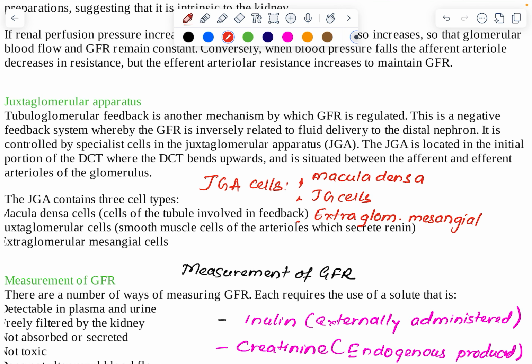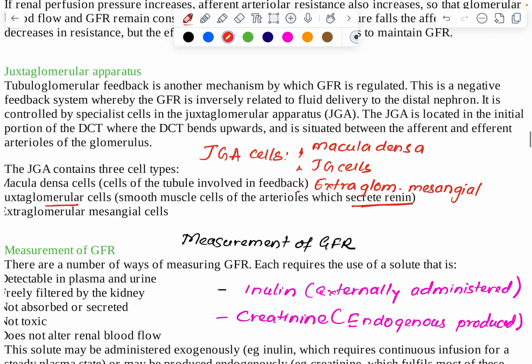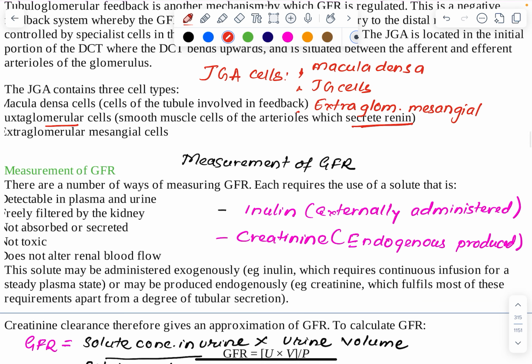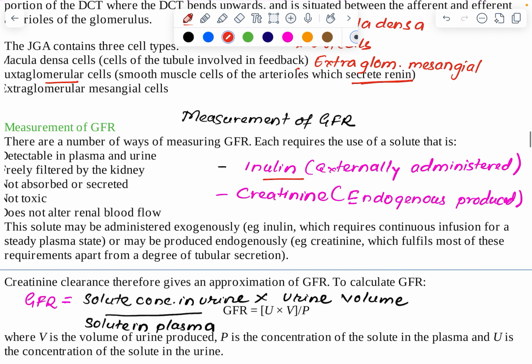The juxtaglomerular apparatus contains three types of cells: macula densa, juxtaglomerular cells, and extraglomerular mesangial cells. The macula densa tubule is involved in feedback. Juxtaglomerular cells are smooth muscle cells of the arterioles that secrete renin. GFR is measured by externally administered inulin, and endogenously by creatinine.